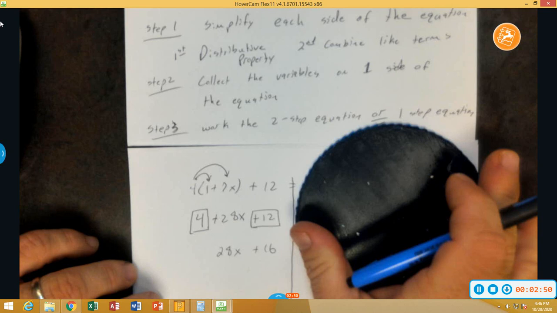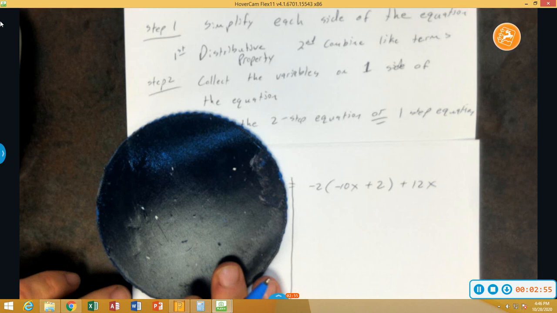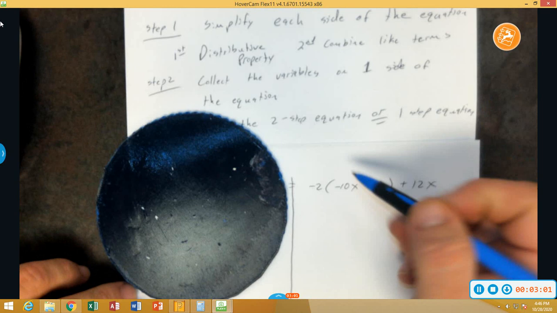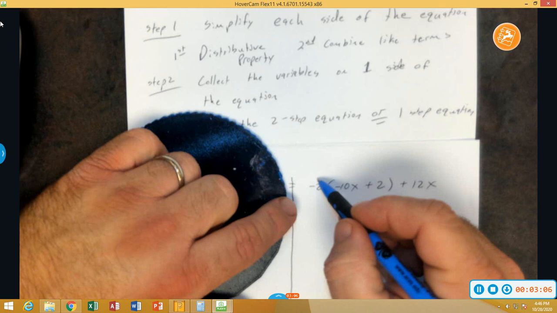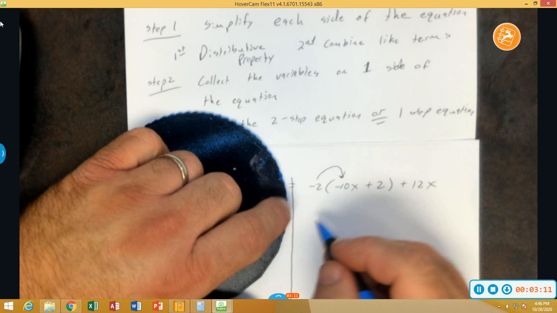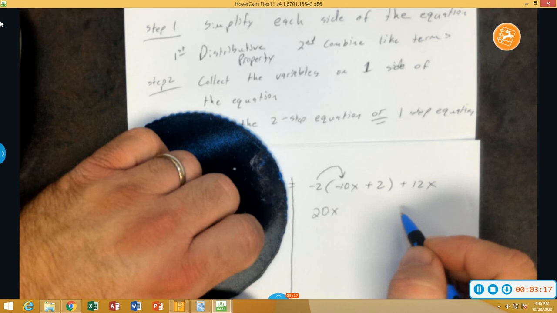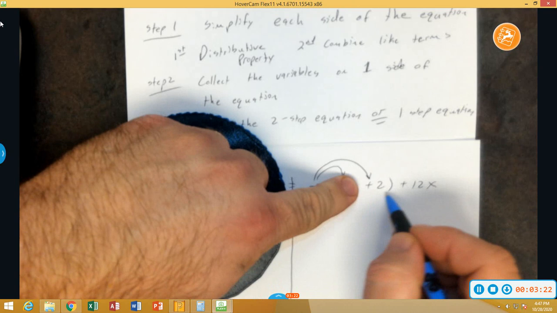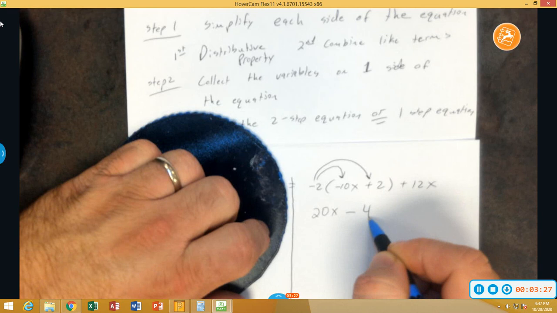So it's time for us to move to the other side. Once again, we have distributive property here, and that's the first thing we do. This time it's a negative 2 being distributed in. Negative 2 times negative 10x: a negative times a negative is a positive, and 2 times 10 is 20, so this is 20x. Then negative 2 times a positive 2: a negative times a positive is a negative, and 2 times 2 is 4. We didn't do anything with 12x, so it just drops straight down.